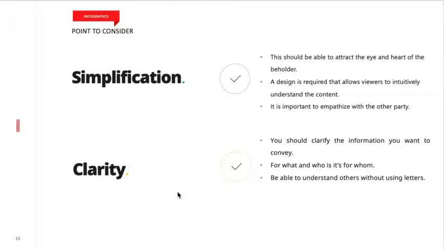Thirdly, simplification is important, which means you should simplify the information by leaving only the information that will have the maximum effect with the least amount. The type of color, typeface, and the number of letters are also included in the simplification. Finally, you should clarify the information you want to convey through the infographic. It has to be a clear design that can be understood without letters. And you need to know exactly what it is for, how it is for, and who it is for.